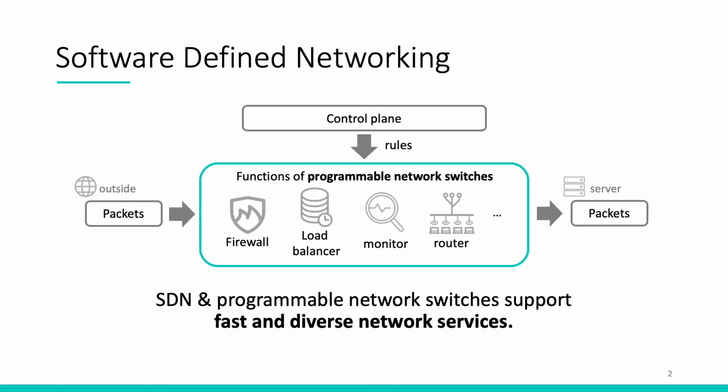Software-defined networking and programmable network switches support fast and diverse network services. The essential structure includes a control plane and a data plane, and the programmable network switches are in charge of the data plane. Example network functions are firewall, load balancer, packet monitor, and packet router. If packets from outside come into the network switch, the switch processes the packets with the defined network functions, and they transmit the packets to the server.